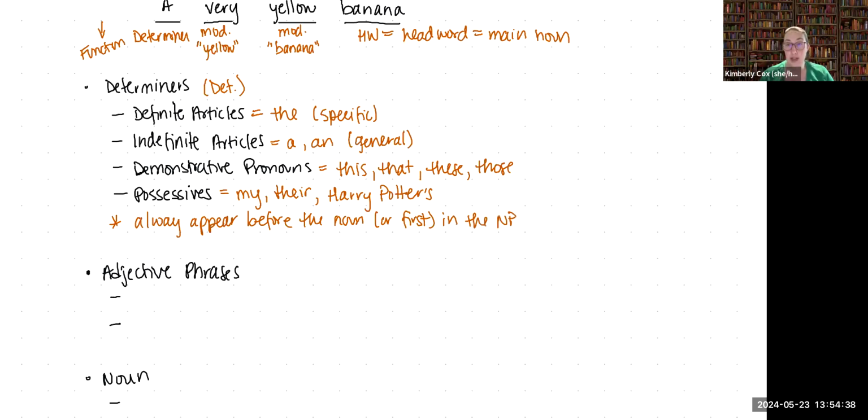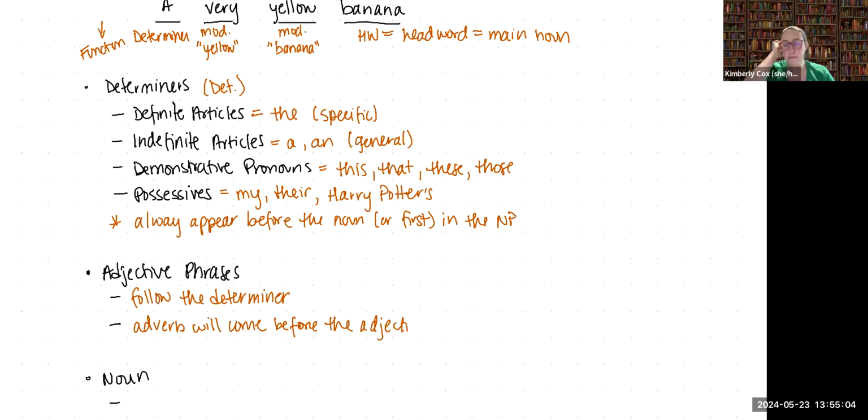So let's talk about adjective phrases. If there is an adjective phrase, it will follow the determiner. And if there's an adverb, then it will come before the adjective. So nice and simple, starting to see a pattern.